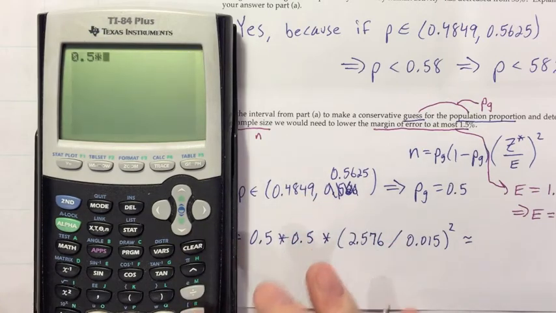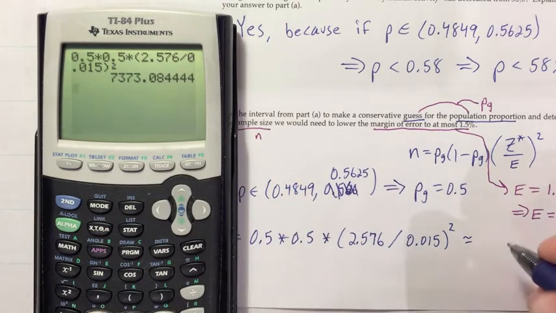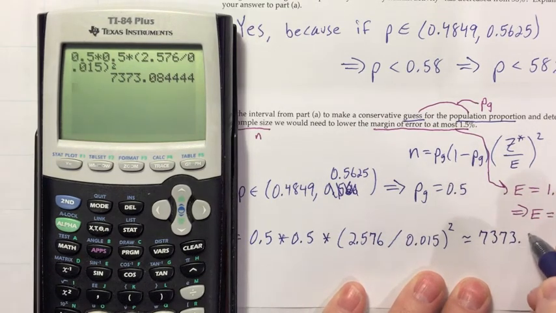So 0.5 times 1 minus that, which is still 0.5, times parentheses 2.576 over 0.015, and then squared. The parentheses make sure I'm squaring the whole fraction. And I get 73.08.